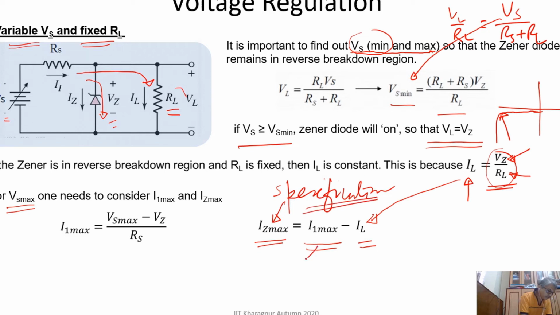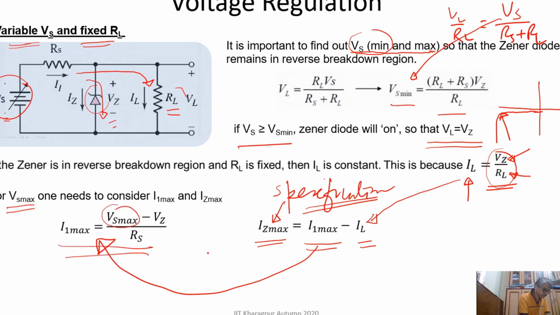So you can find out I1 max, and I1 max can be written as Vs max minus VZ by Rs. And you can find out Vs max from this expression, because I1 max is known to you. So you see, this way we can have the range of Vs min and Vs max, and this regulator circuit will work properly if the input voltage is within this range of Vs max and Vs min.